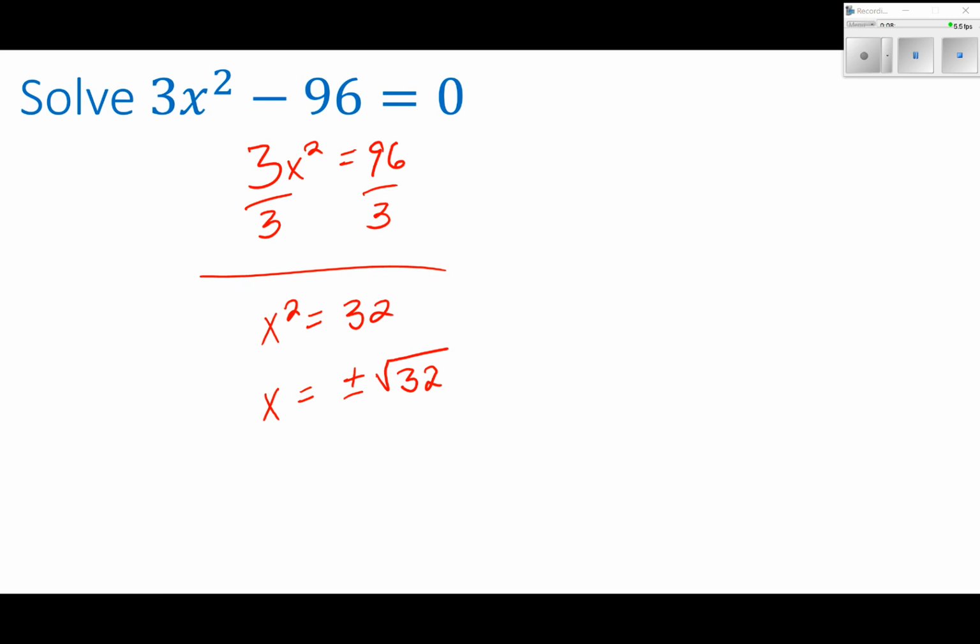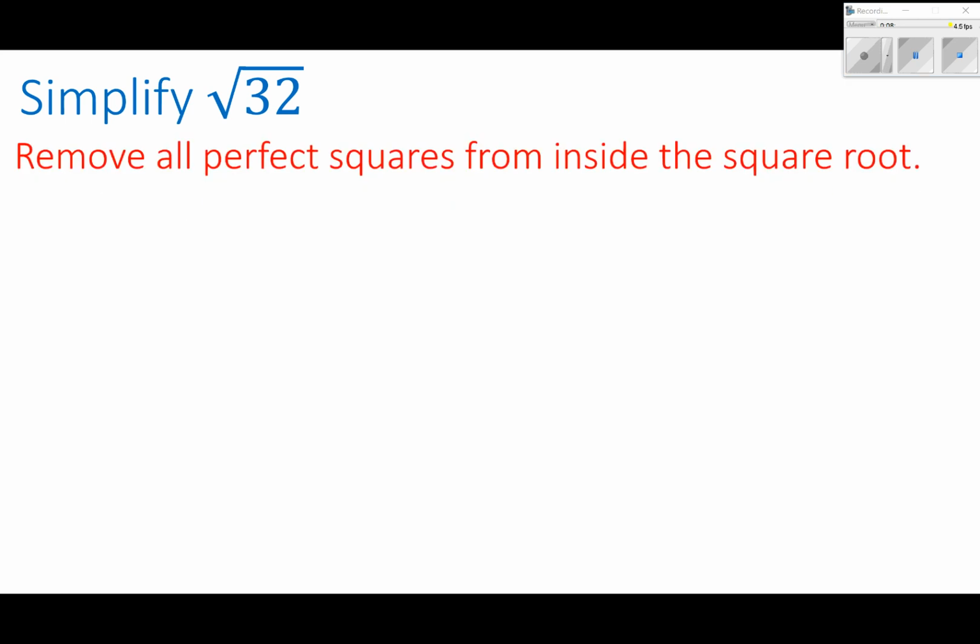What we are going to do is actually look at how we can simplify root 32 into a product that has a perfect square in it. So we want to remove all perfect squares from inside the square root.